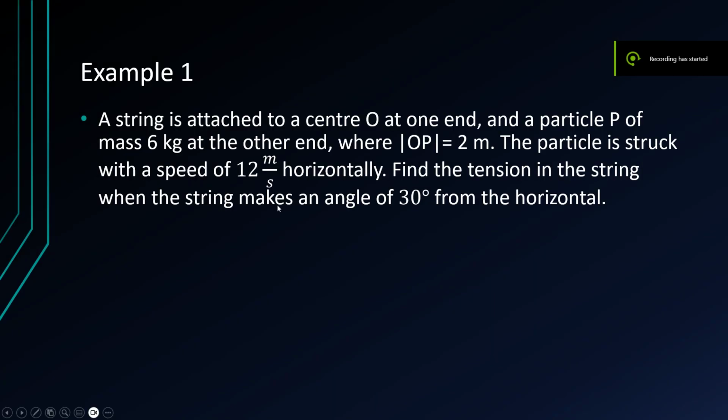So here's an example of vertical circular motion with calculations. A string is attached to a center O at one end and a particle P of mass 6 kilos at the other end, where OP equals 2 meters. The particle is struck with a speed of 12 meters per second horizontally. Find the tension in the string when the string makes an angle of 30 degrees from the horizontal.